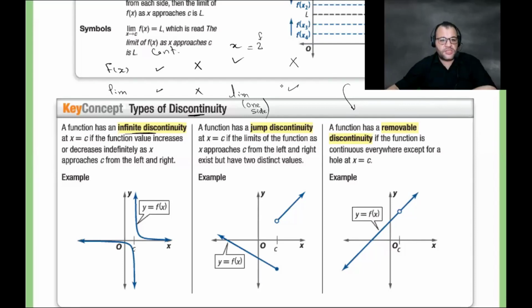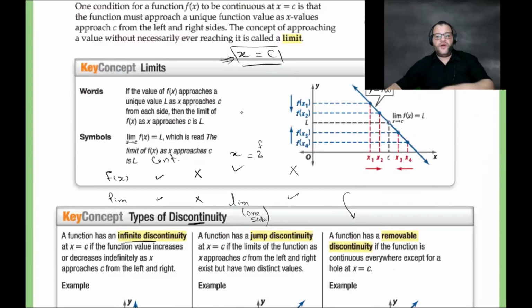You only have to write this statement. I have a question, sir. What's the question? So what is a limit?